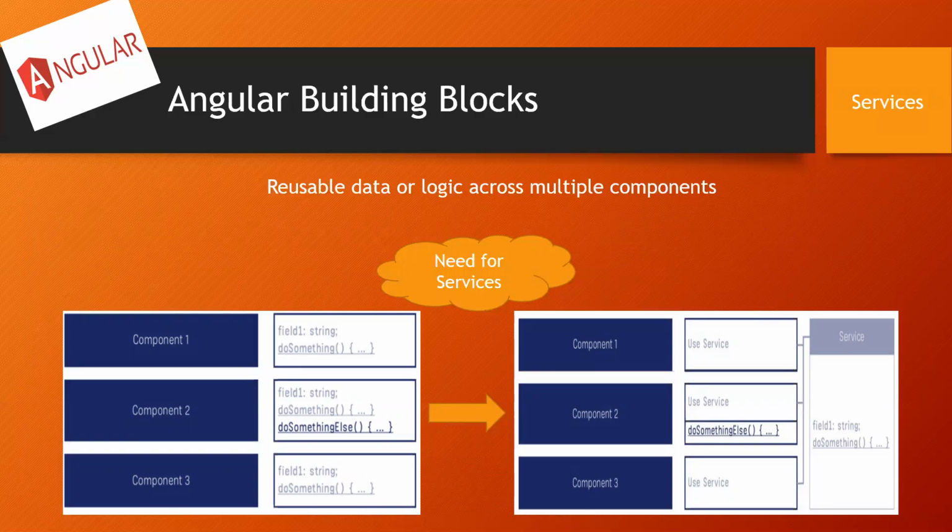On the right side, you can see we have defined a service. Inside the service, you have field one, which is a string type, and we have the do something method. Since this code logic is inside the service, you can directly use the service in all three components. As you can see in the example, you are using the service in all three components. So services are used if you want to write some reusable logic and use it across multiple components.